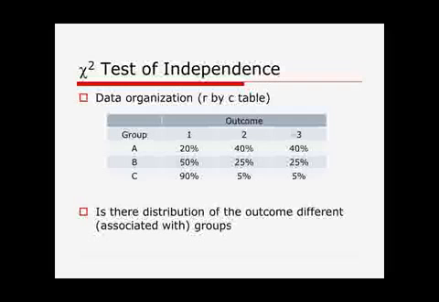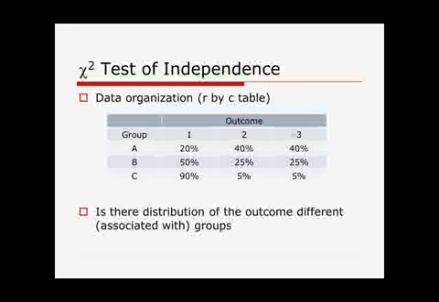So the question that you'd ask here is, is group assignment related to outcome? Is there a different distribution of the outcome by group? And in this particular layout, your answer would be yes. People in group C are much more likely to have response 1 than anybody else.